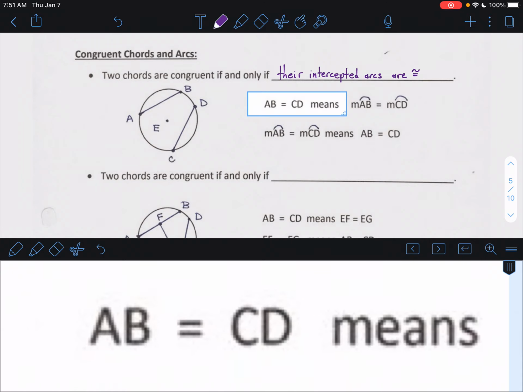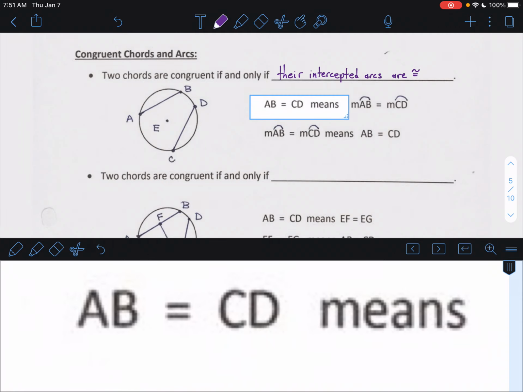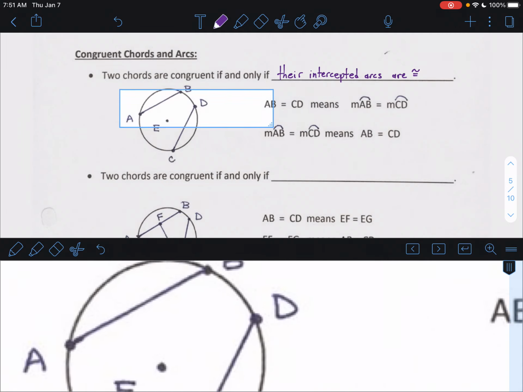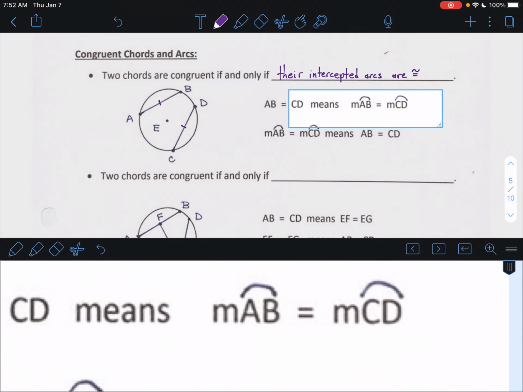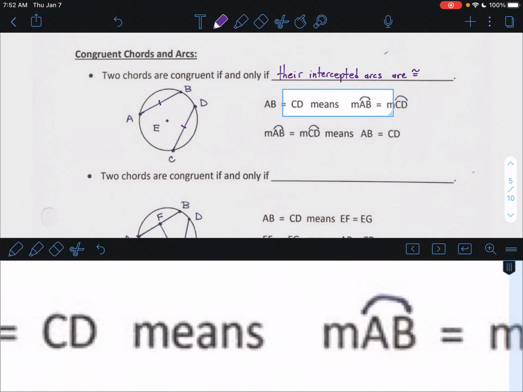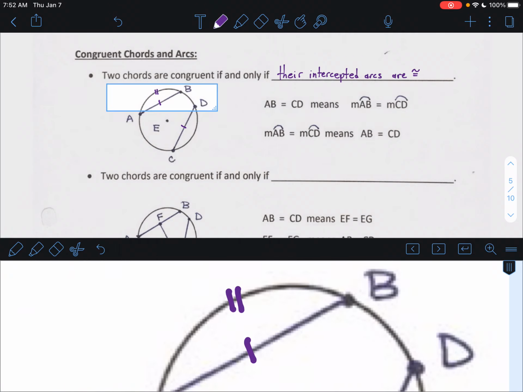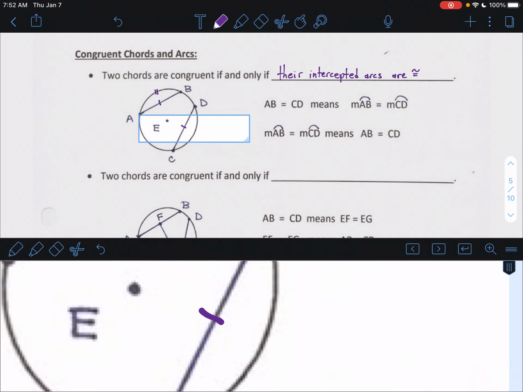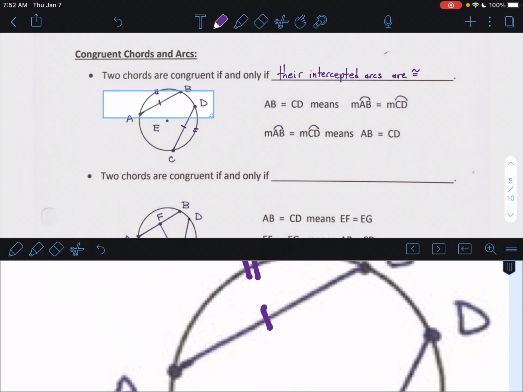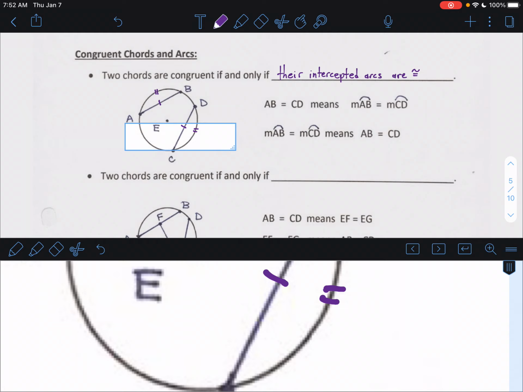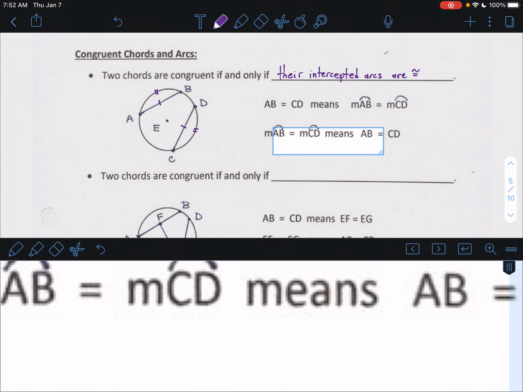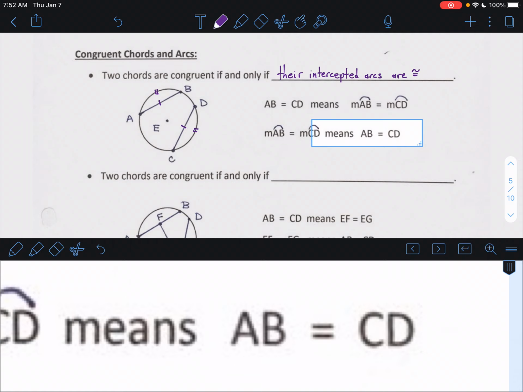In this diagram that we're given, if AB equals CD, so let's mark that, AB equals CD, that means that the measure of arc AB is going to be equal to the measure of arc CD. So if the chords are congruent, the arcs are congruent as well, and vice versa. If the arcs are congruent, the chords are congruent, which is what this second statement says.